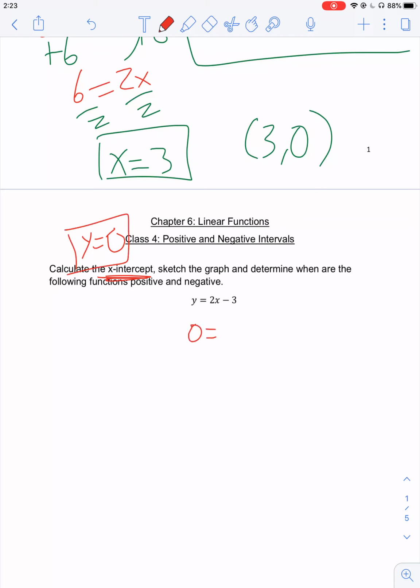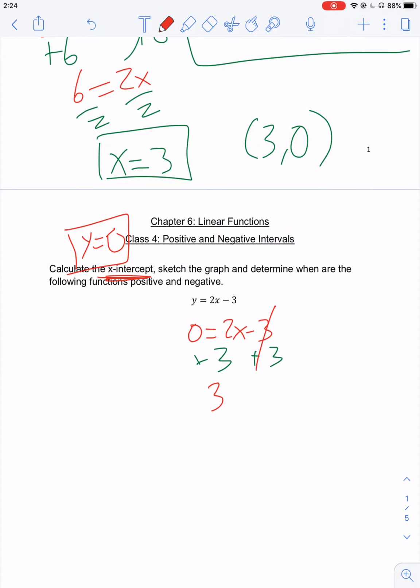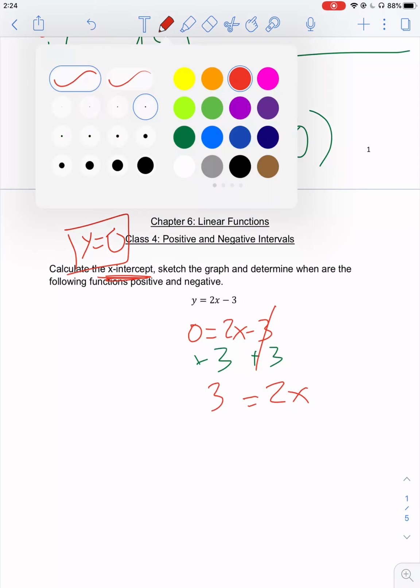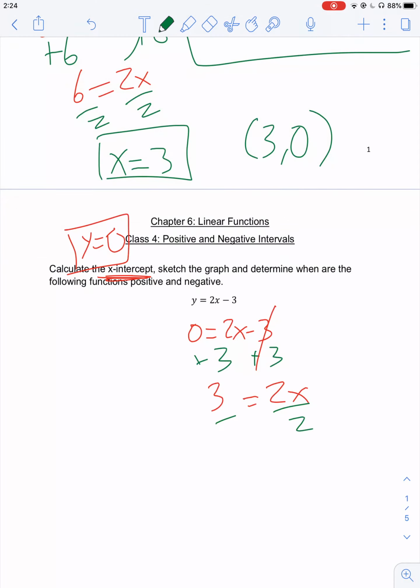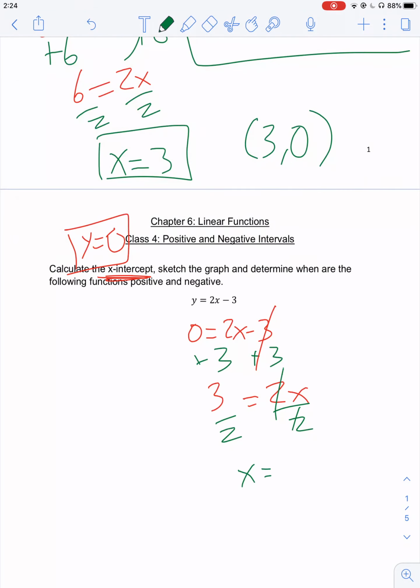So 0 is equal to 2x minus 3, and then just solve for x. Plus 3, and then you get 3, because they will cancel out. So 3 is equal to 2x, and then you have to divide by 2 on both sides. So now the 2's will cancel. That means that x is equal to 1.5. Okay, so that's my x-intercept.